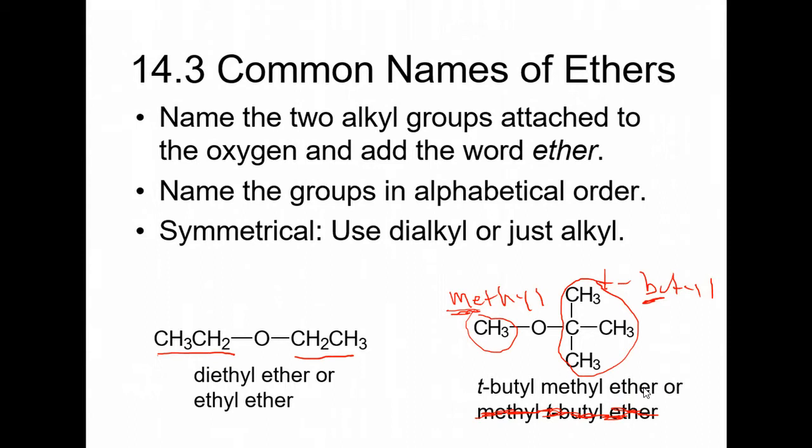If you have ethers that have two of the same groups, that is very easy. If your groups on either side of the oxygen are easy to name, like a methyl, ethyl, tert-butyl, isopropyl, cyclohexyl, or phenyl group, then this is the way that you name them. You just name each group alphabetically, followed by the word ether. If your groups are much more complicated, let's say you have a group here that has a chlorine coming off of it and an aromatic ring coming off of it, then you've got to use the IUPAC way, which we will learn on the next slide.